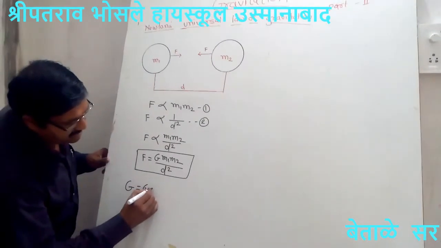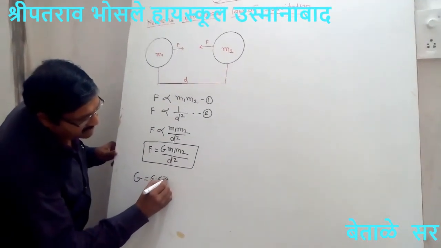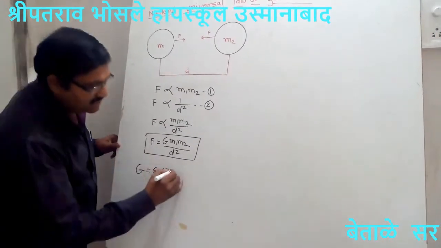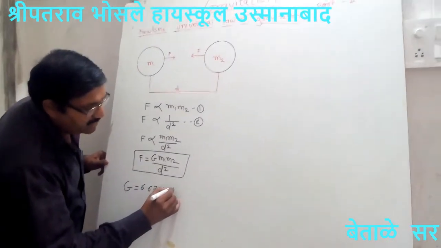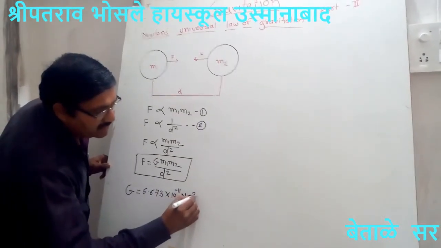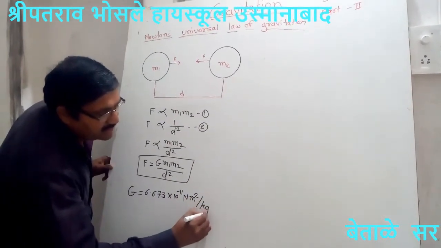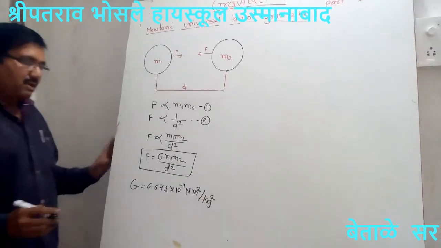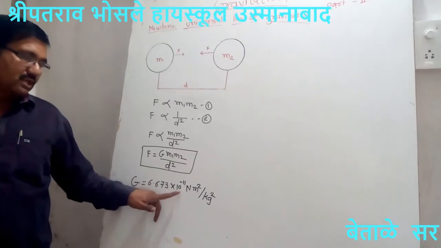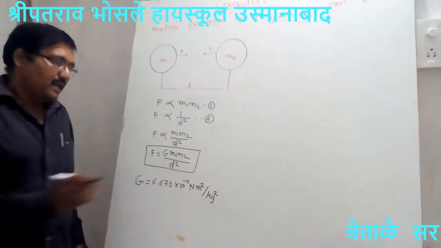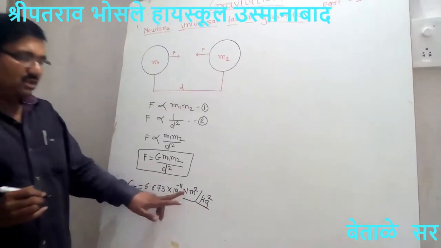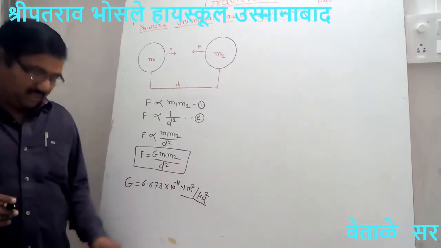The value of G is 6.673 into 10 raised to minus 11 Newton meter square per kg square. That is, the value of G is 6.673 into 10 raised to minus 11, and this is the unit of G, Newton meter square per kg square.